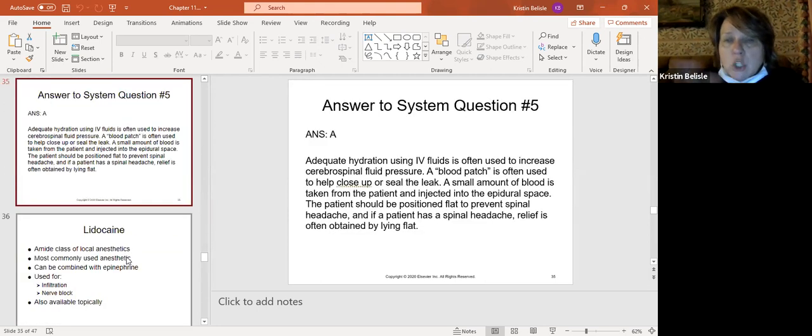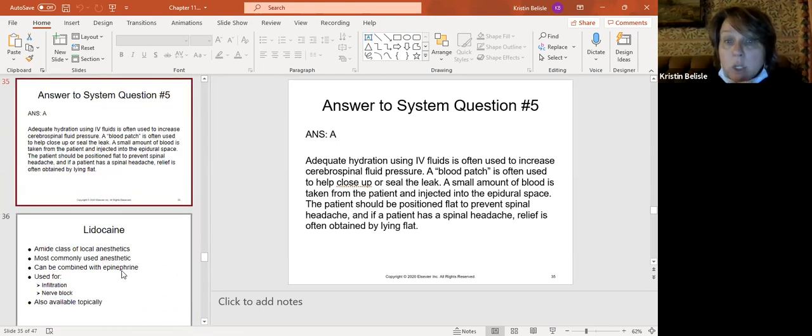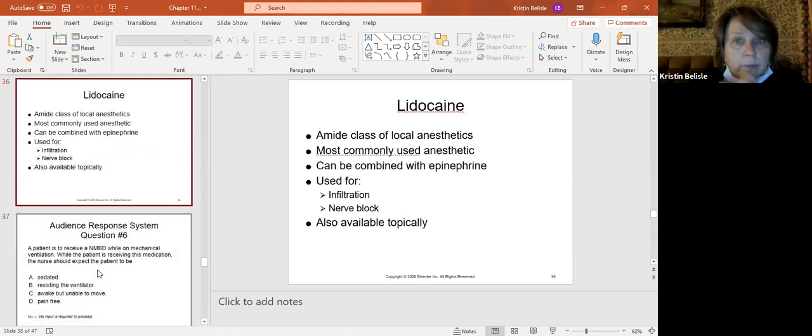Let's read this. Adequate hydration using IV fluids is often used to increase cerebral spinal fluid pressure. A blood patch is often used to help close up or seal the leak if there is a leak. A small amount of blood is taken from the patient and injected into the epidural space. The patient should be positioned flat to prevent spinal headache. And if a patient has a spinal headache, relief is often obtained by laying flat. Keep them down. Okay, good thing to know.